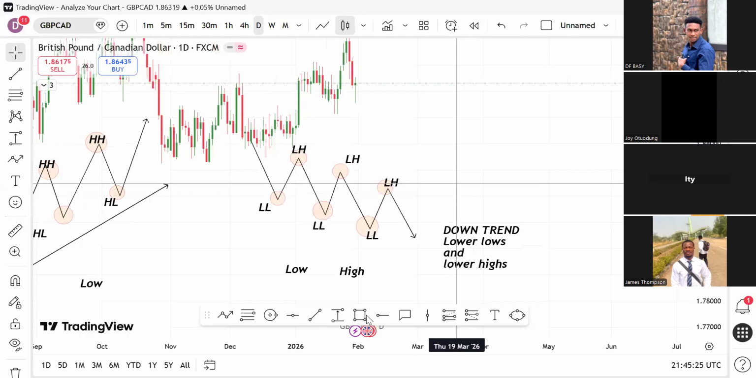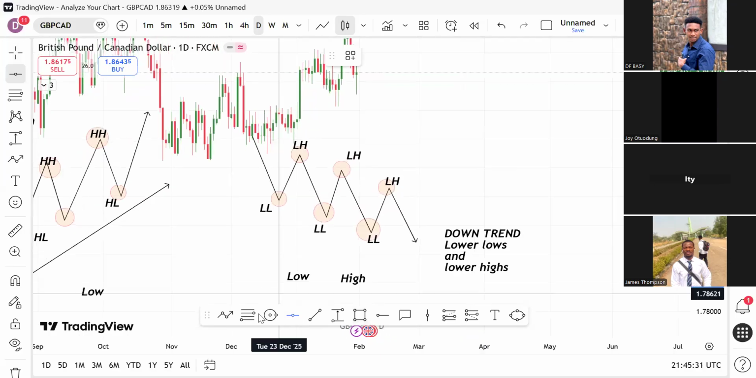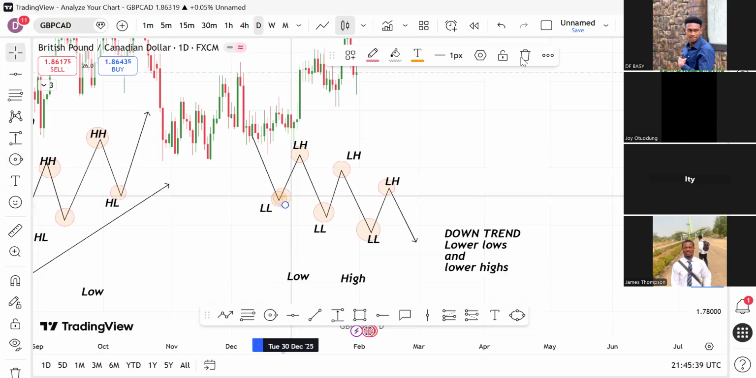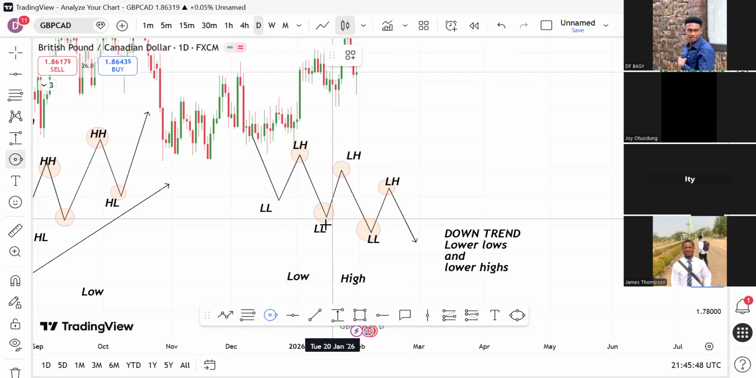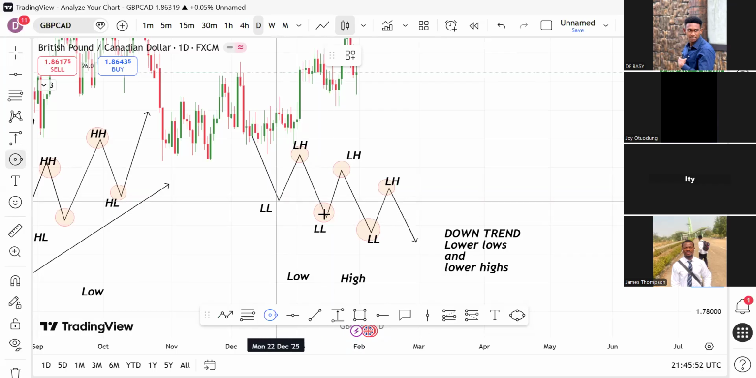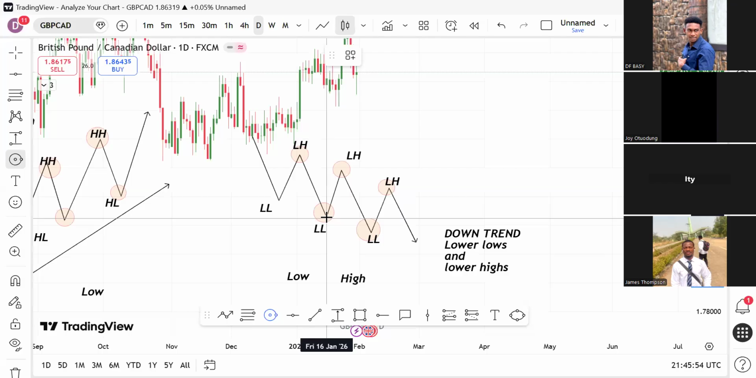Now look closely, follow me. You see this particular low here. The next low that comes down is lower than this other low. Get the clear terms. This low that opens here is lower than this other low. So hence the name, lower low. The next one that comes is lower than this other one, lower low.